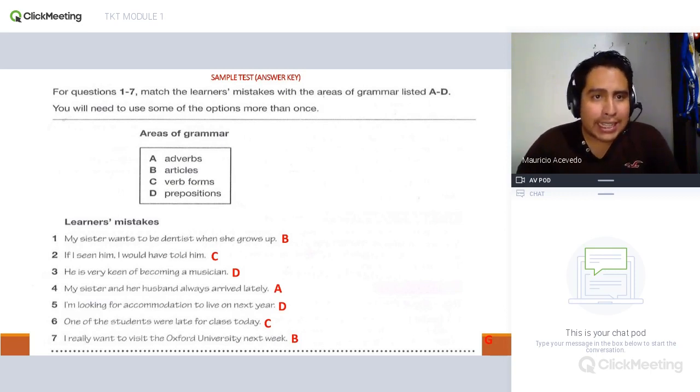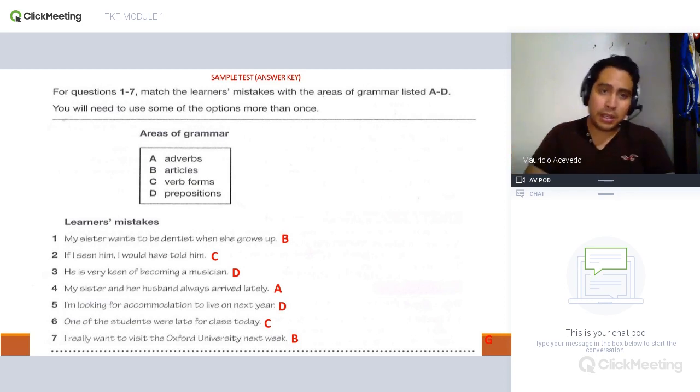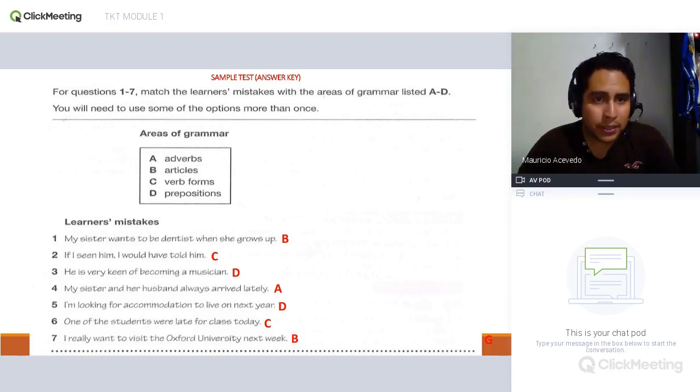In number two, the mistake is C, verb form, because it says "if I seen him, I would have told him." If I had seen him, I would have told him. Or the second conditional: if I saw him, I would tell him. That will depend on the context, but basically it's because of verb forms. Number three, "he's very keen of becoming a musician." In this case, it's a preposition: he's very keen on becoming a musician. Number four, "my sister and her husband always arrived lately." So it's an adverb: always arrived late, not lately.